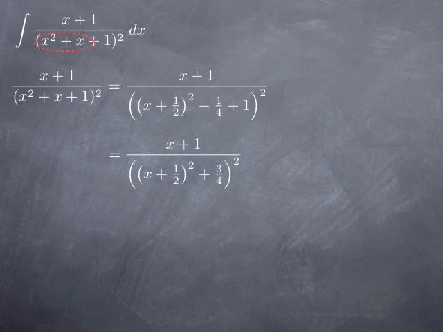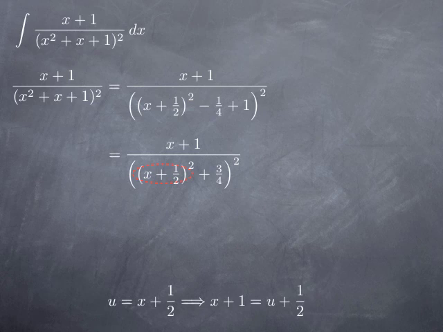And now the next step is to make a substitution where u becomes whatever is under the square. And then we're going to have to replace x plus 1 in terms of u as well, but if u is x plus 1/2, then that means x is u minus 1/2, so when I add 1, I get u plus 1/2. So we obtain u plus 1/2 over u squared plus 3/4 squared.